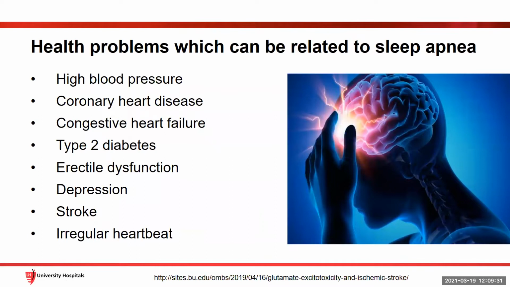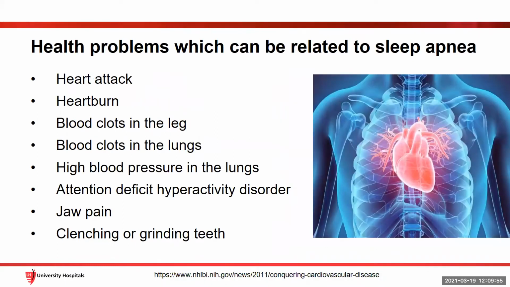So these are some of the health problems that can be related to sleep apnea. And we've noticed these associations mostly in moderate to severe sleep apnea. And these include high blood pressure, coronary artery disease, congestive heart failure, type 2 diabetes, erectile dysfunction, depression, stroke, irregular heartbeat, heart attacks, heartburn, blood clots in the leg, blood clots in the lungs, high blood pressure in the lungs, attention deficit hyperactivity disorder, jaw pain, clenching or grinding of the teeth.